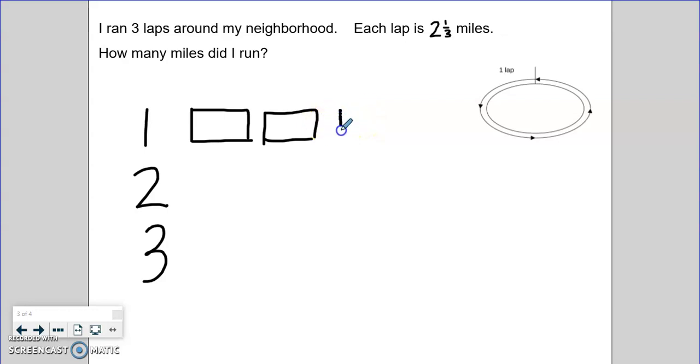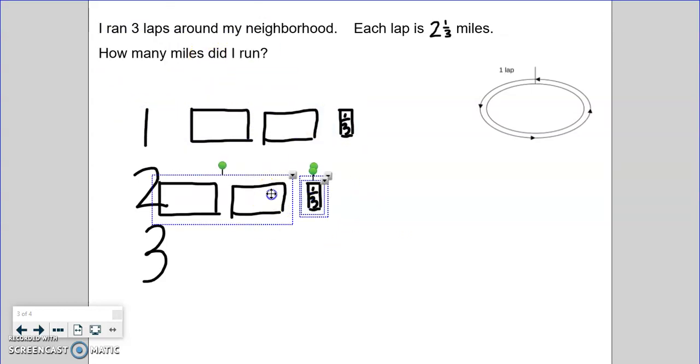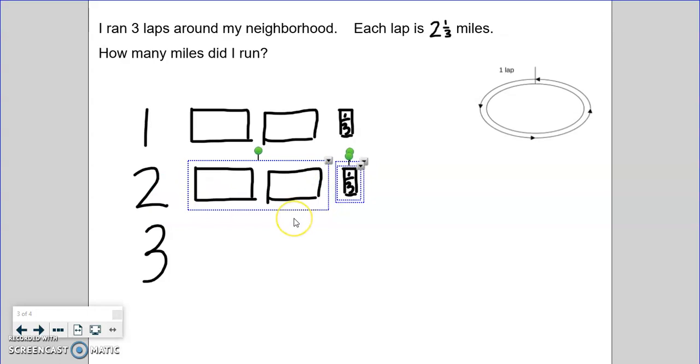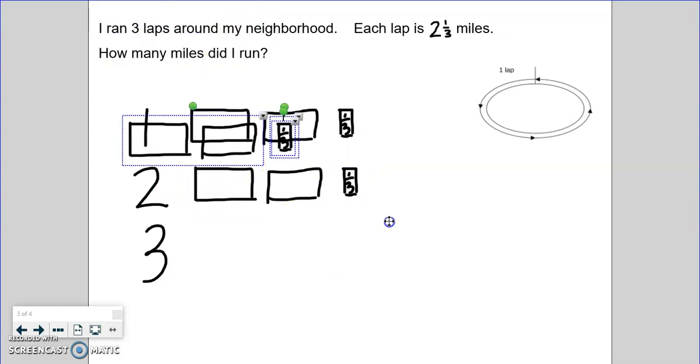But I would stick to rectangles or circles. There's my 1/3 mile, and I'm just going to put 1/3 right there, right? And then I'm just going to make this a little easier on myself, and I'm just going to select all this, and I'm just going to copy and paste it so that it all looks the same.